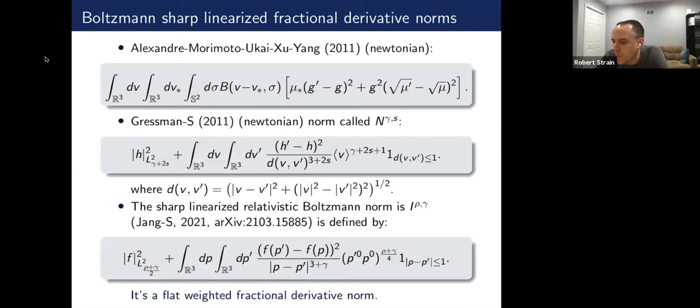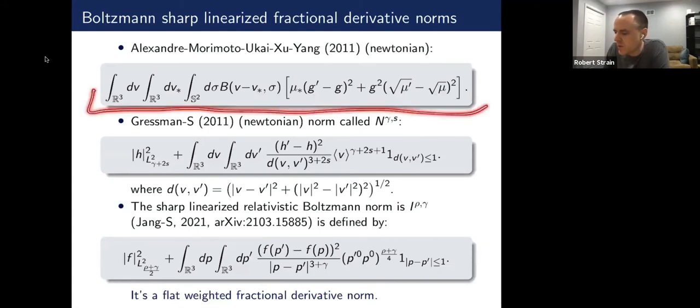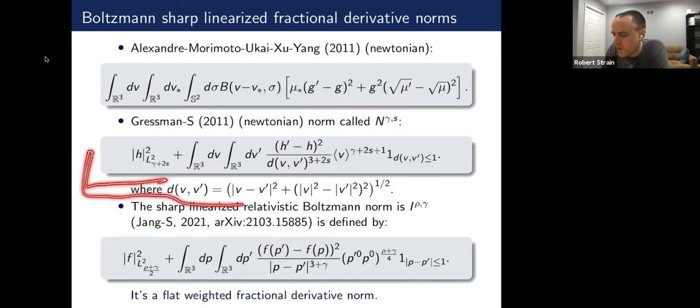Alexander, Morimoto, Yang, Yu, and Zhang, in the Newtonian Boltzmann equation, use this norm to characterize the sharp behavior. This was called the triple norm. It's basically part of the Dirichlet form because you use the collision operator directly. And in my work with Phil Gressman, we use this norm, where you have a more traditional fractional derivative norm with a metric.